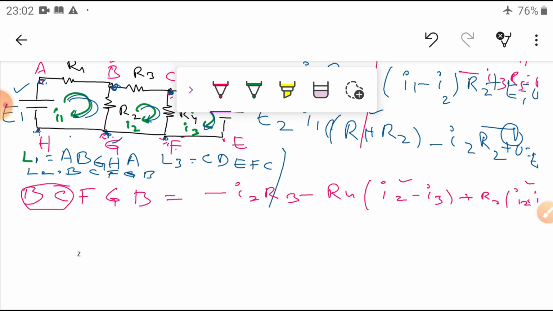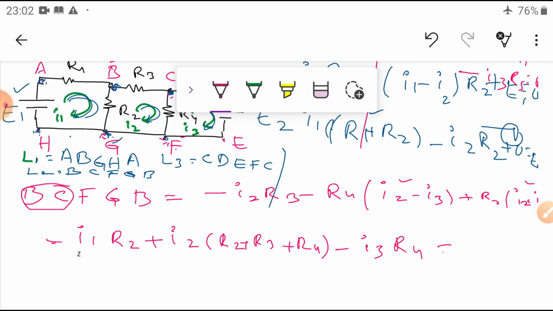So we are going to finalize the equation: minus I1 R2 plus I2 (R2 plus R3 plus R4) minus I3 R4 equal to 0. No active elements in the second loop. This is the second equation.